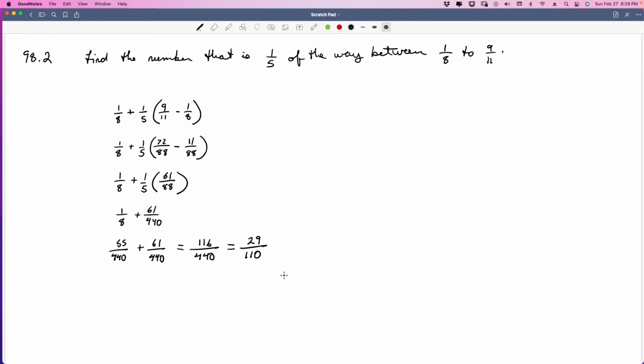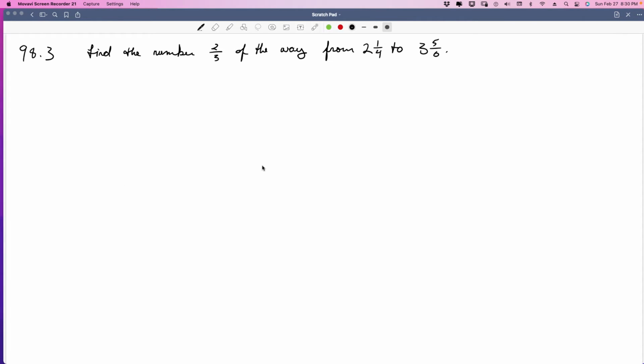All right, so let me clear the page, and we'll do 98.3. 98.3 says find the number 2/3 of the way from 2 1/4 to 3 5/6. So the first thing we probably ought to do is get rid of the mixed number, because we hate mixed numbers in algebra. That's for elementary school, not for algebra. So we are going to start with 2 1/4. 2 times 4 is 8 plus 1. So 9 over 4 is our beginning point.